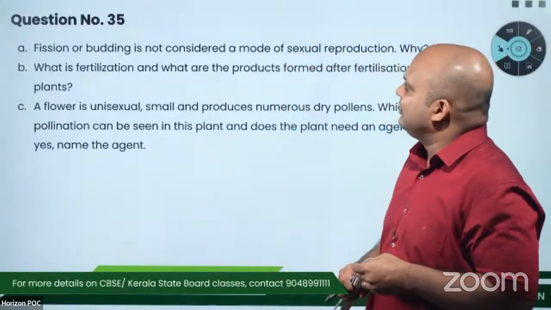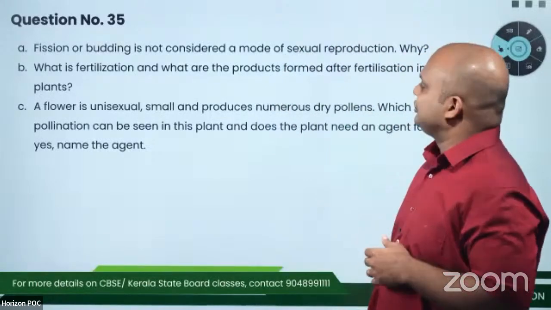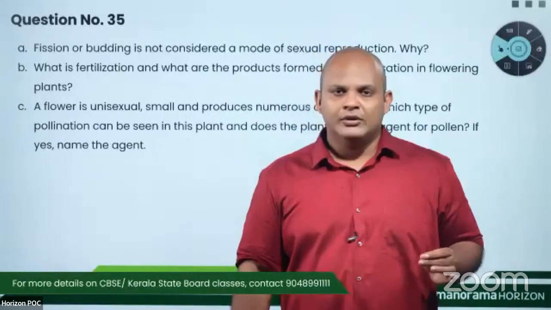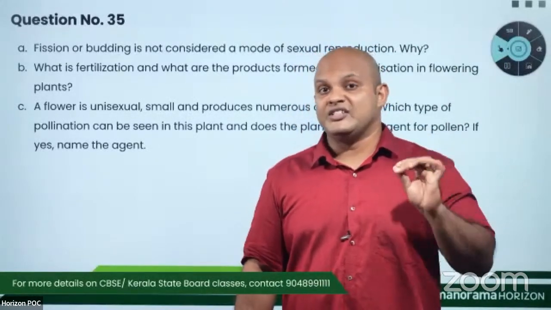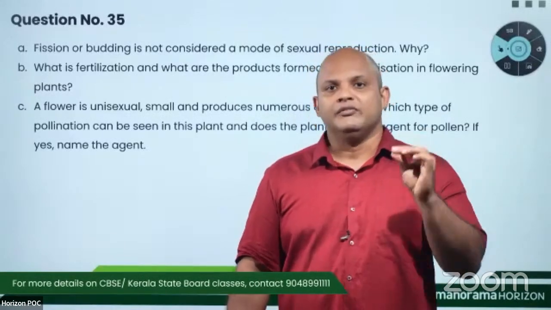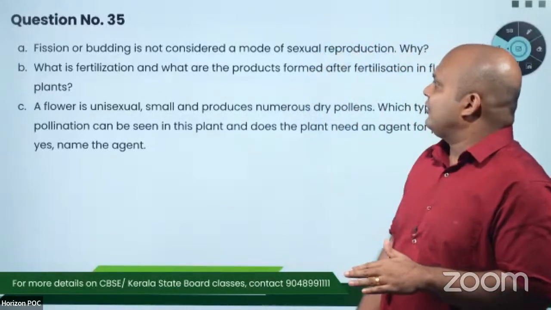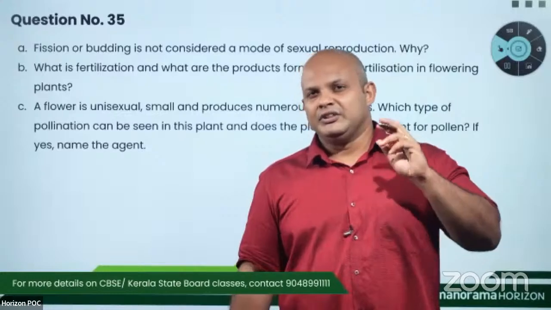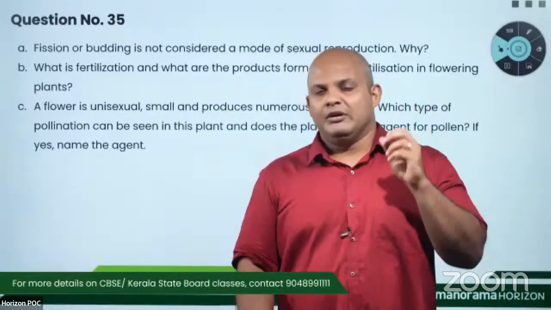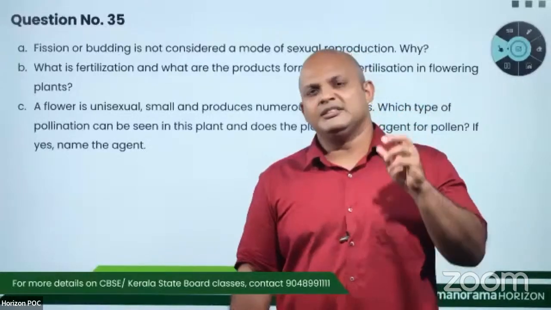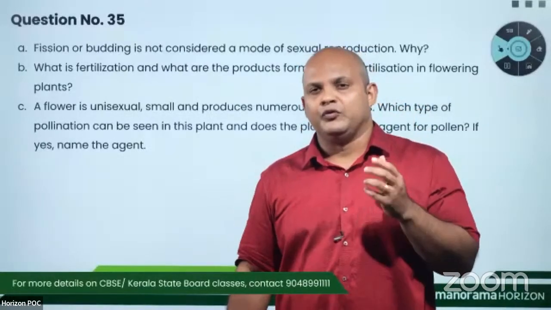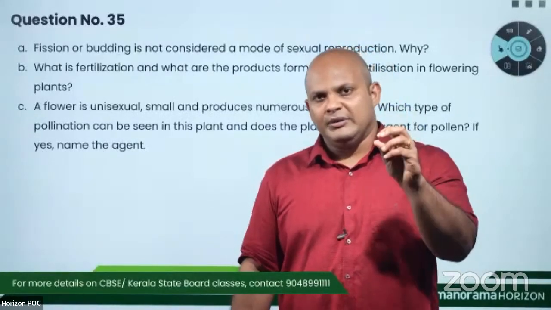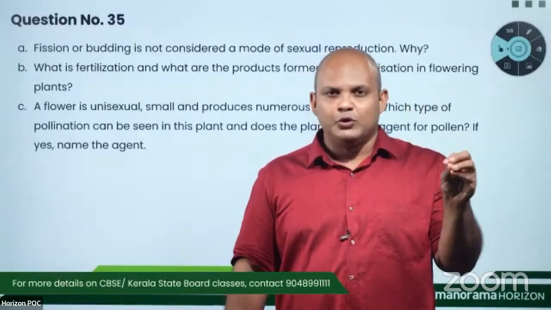What is fertilization and what are the products formed after fertilization in flowering plants? So the process in which male and female gametes combine to produce a zygote, that is a fertilized embryo, that process is what we call fertilization. Now, what are the products when fertilization happens? The male gametes are combining with two kinds of female gametes. So you will have polar nuclei inside the female gametes, which are combining with the male gamete to form the endosperm. The endosperm acts as the food reserve for the embryo. Another female gamete will combine with the male gamete to produce the zygote.